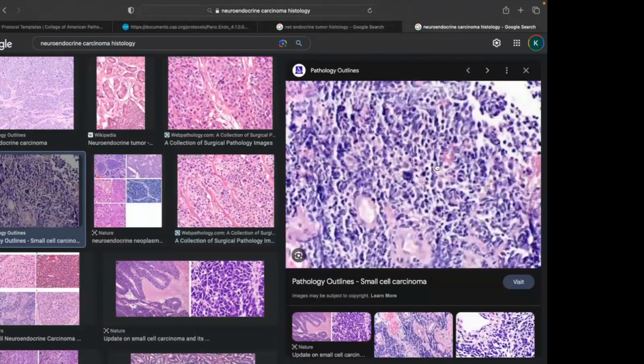This is a good picture. Neuroendocrine carcinomas have two types. They have a small cell and they have a large cell. This is an example of a small cell. It's really ugly and it doesn't have a lot of cytoplasm. That's why we call it small cell.